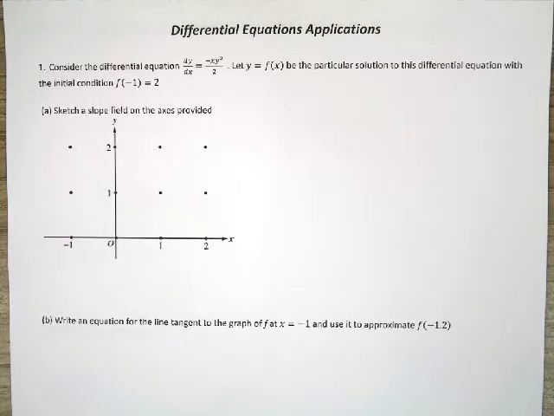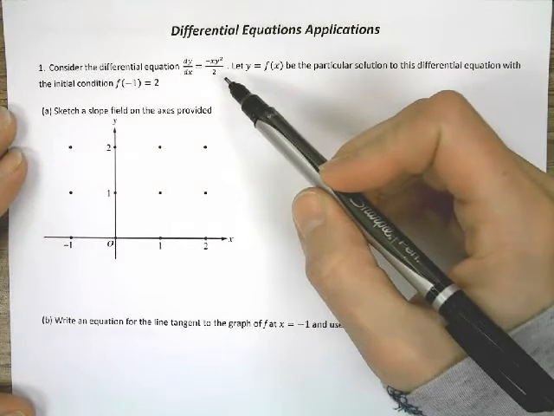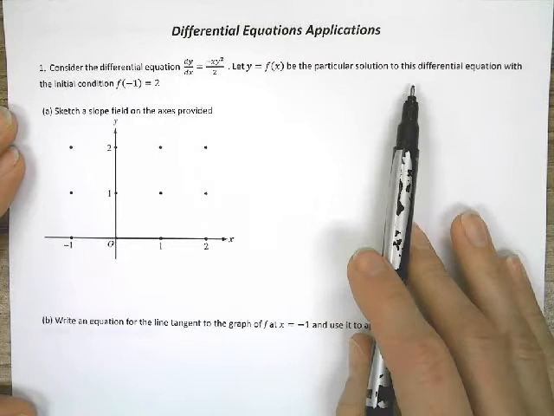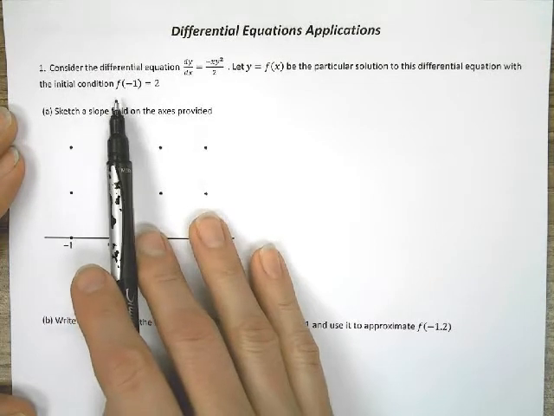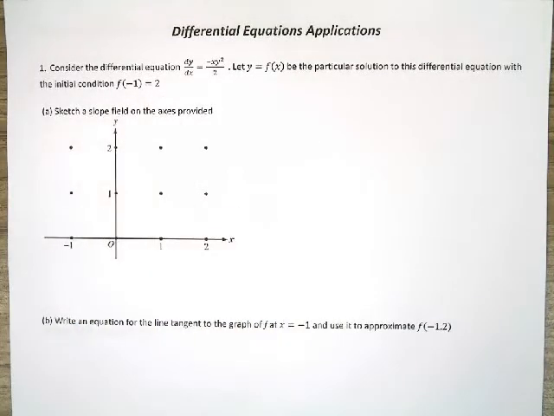So here we go. The first one, it says to consider the differential equation dy/dx equals the opposite of x times y squared over 2. It says y equals f of x is the particular solution to this differential equation, and it's giving me an initial condition of f of -1 equals 2. So the first thing I'm being asked to do is to sketch a slope field on the axes provided.